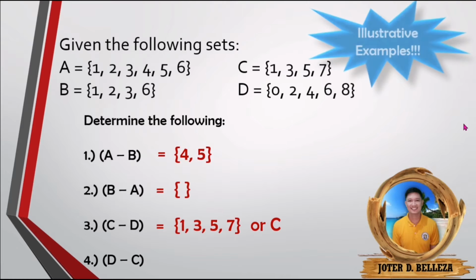Alright? So I believe that you can answer problem number 4, that's D minus C. So let's try this. Okay? D minus C. Again, since C and D do not have elements in common, meaning to say that we don't have elements to be taken away from D. So meaning D minus C is a set containing 0, 2, 4, 6, and 8, or simply set D. Alright? I hope you understand.